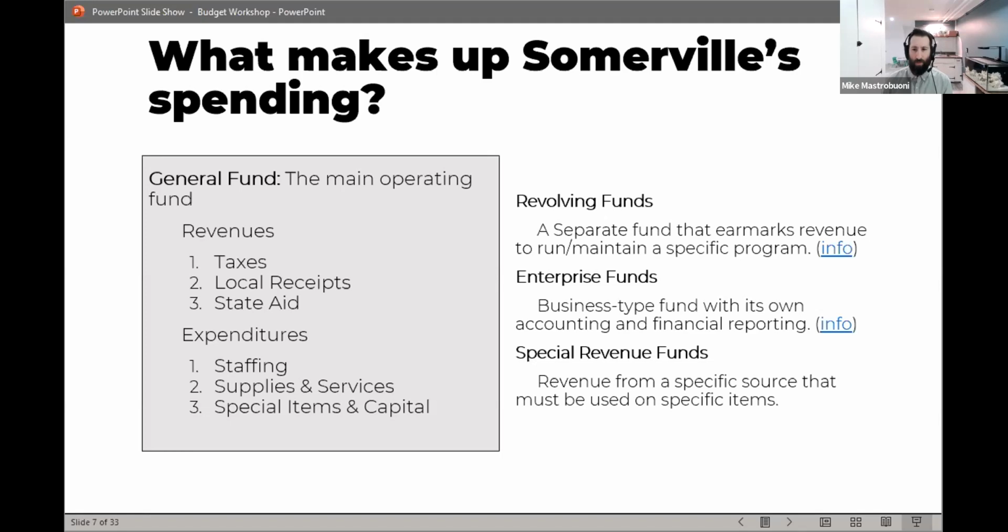And then there's also special revenue funds, which really are things like grants or the Community Preservation Act, which have revenue from a specific source that must be used on specific items. Each year, the city develops a budget and submits to the city council the level of appropriation required to meet the needs of the community. And so we propose a budget that meets that goal.